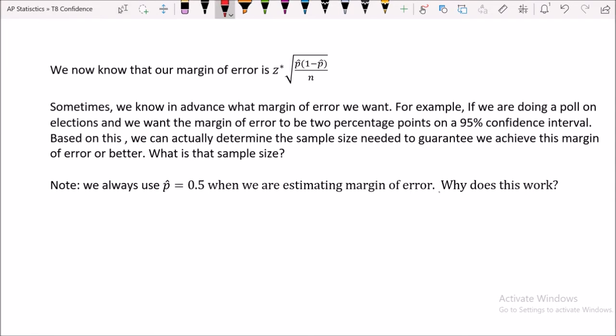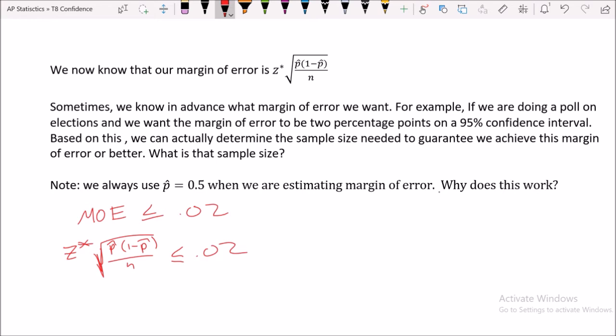The way I start it is like this. I say I want the margin of error to be less than or equal to 0.02. That's the 2 percentage points. Next, I'm going to remember that the margin of error is z star times the square root of p hat times 1 minus p hat over n. My square root should have gone down a little farther. Sorry about that. Please be a little more precise than I was there. I'm just going step by step here. Now I need to start filling in those values.